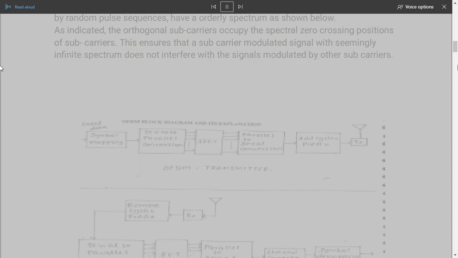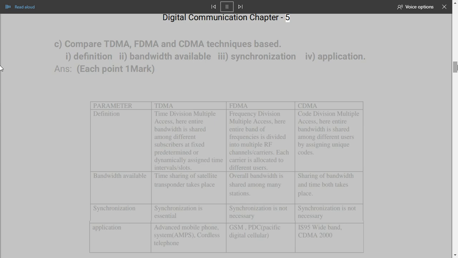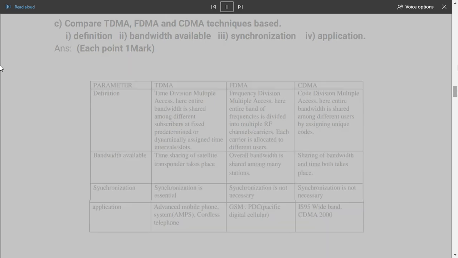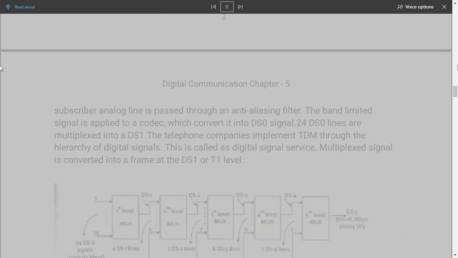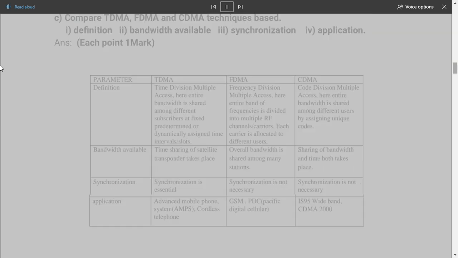Digital Communication Chapter 5. Q3. Compare TDMA, FDMA, and CDMA techniques based on: 1. Definition, 2. Bandwidth available, 3. Synchronization, 4. Application. ANS: each 1 mark.